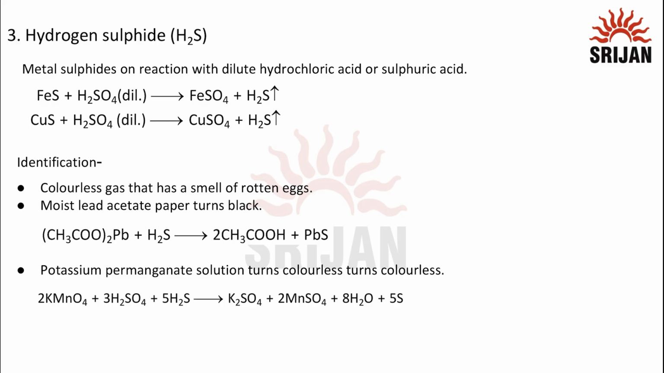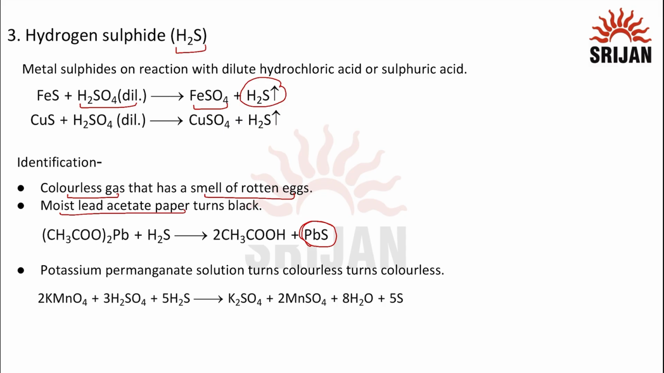The third gas that we have to study is hydrogen sulfide, written as H2S. Metal sulfide reacts with dilute H2SO4 and gives metal sulfate and H2S, that is hydrogen sulfide. The points of identification are that it is a colorless gas and has the smell of rotten eggs. It also turns moist lead acetate paper to black. Now, this black color is obtained due to the formation of lead sulfide.